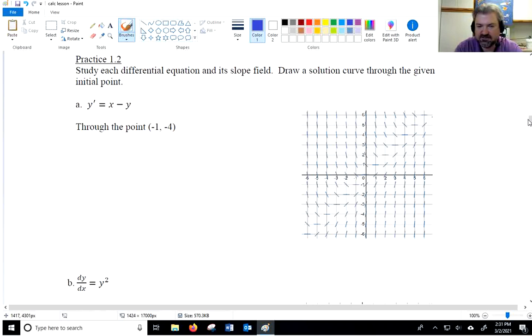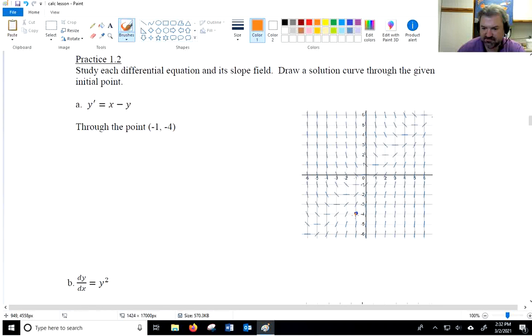We could check it. For example, this point here, 1, 0, would have 1 minus 0 is 1. 2 minus 1 is 1. And so forth. 0, 2 would be -2. But where would -1, -4 be? Right here. So what shape can I expect there?